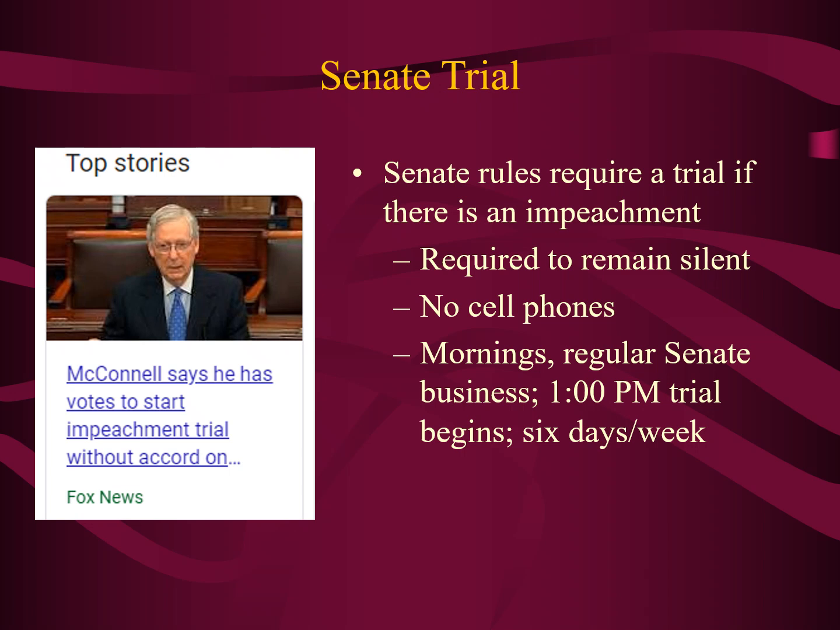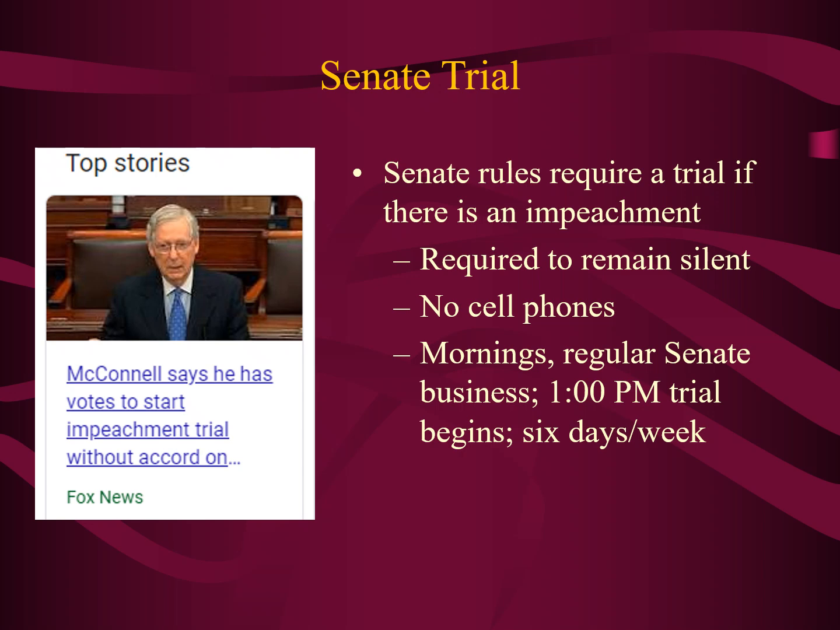On the left, we see an image of Mitch McConnell, who was the leader of the Senate when President Trump had his impeachment trial. Senate rules do require that if a president has been impeached, then there must be a trial. It's kind of interesting, though, because senators are required to remain silent throughout the entire trial. For example, they're not allowed to have their cell phones.